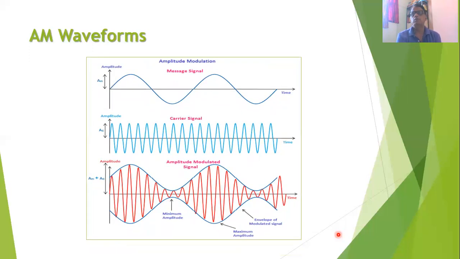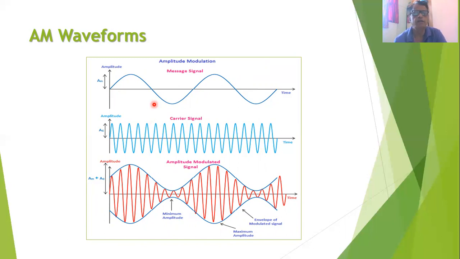Now let us see how the signal is represented in AM. The first diagram represents the message signal or information signal, also called the baseband signal or modulating signal. This is a sinusoidal signal, but not necessarily; it can have any shape. But you will observe that the frequency of this signal is much lower than that of the carrier signal. The second signal is a carrier signal, and this signal will carry this low frequency signal. Therefore, the frequency of this signal is much higher than that of the modulating signal or message signal.